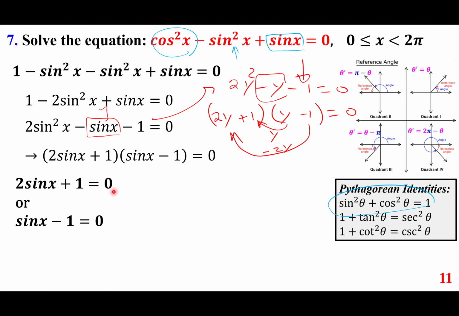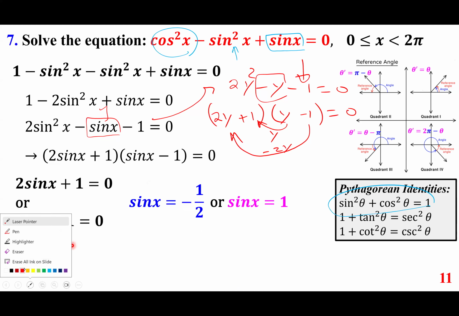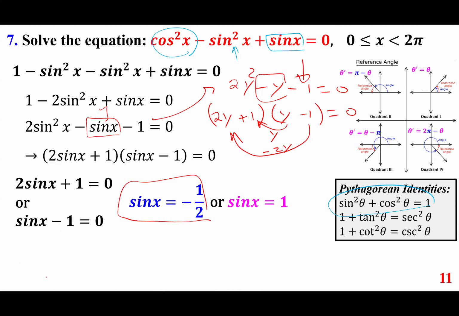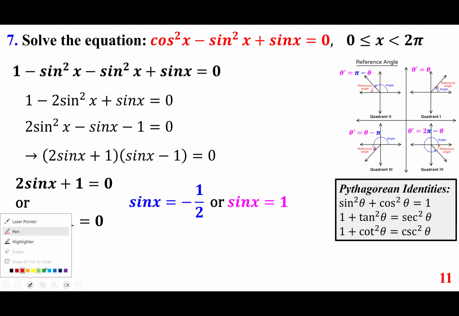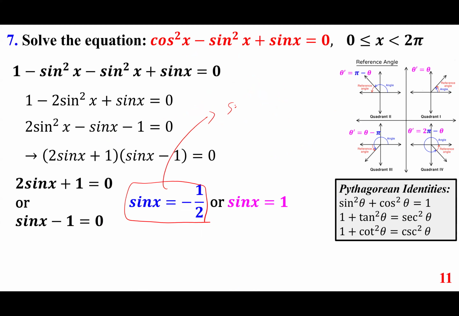If 2 sine x plus 1 is 0, that means sine x is negative 1/2. If sine x minus 1 is equal to 0, that means sine x must be 1. So negative 1/2, remember, we've already discussed the positive 1/2 for this. So you really have to know the reference arc. Let me just erase first so I can use that space. If you go with sine x equals 1/2, and in the first quadrant find x, this is the reference arc, which is pi over 6.